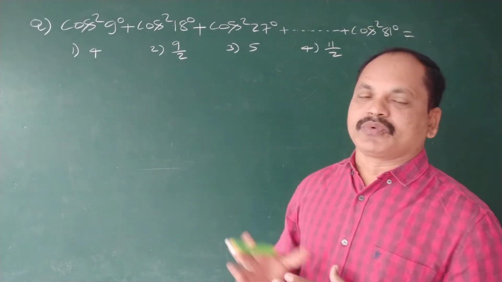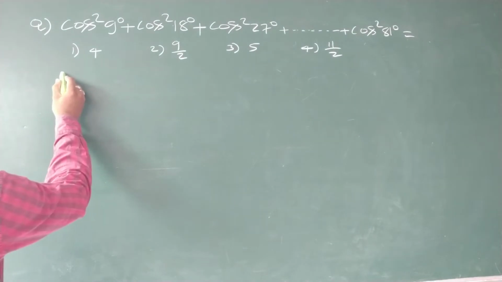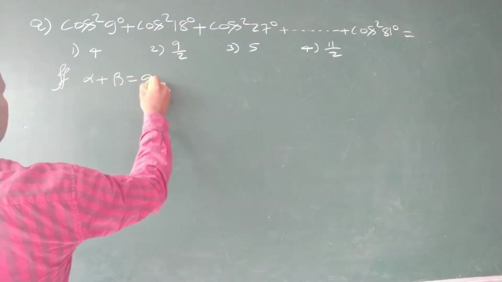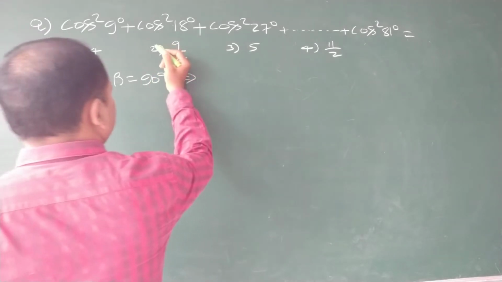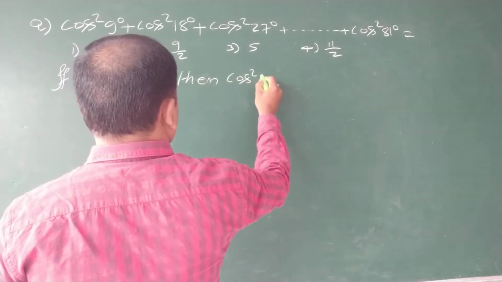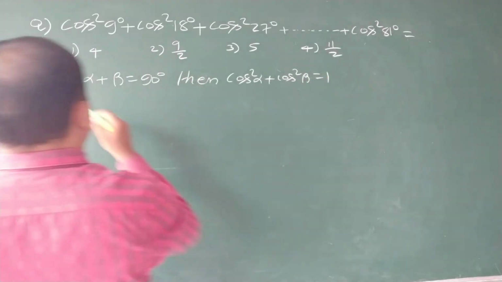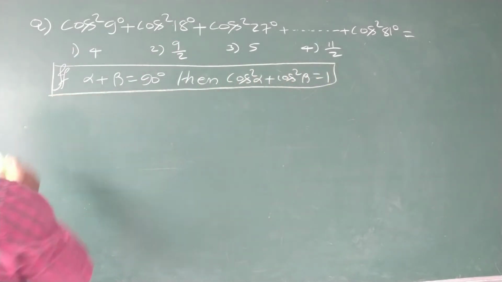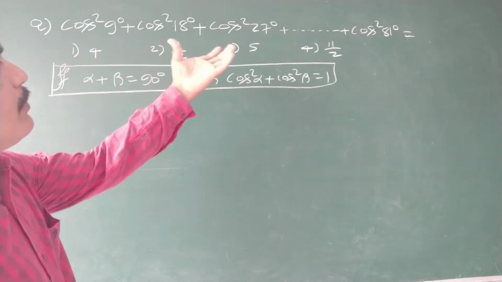So, the sum of angles is 90 degrees. That's why first write the formula. If alpha plus beta is equal to 90 degrees, then cos square alpha plus cos square beta is equal to 1. That's why, according to this concept, you have to arrange the complementary angles.